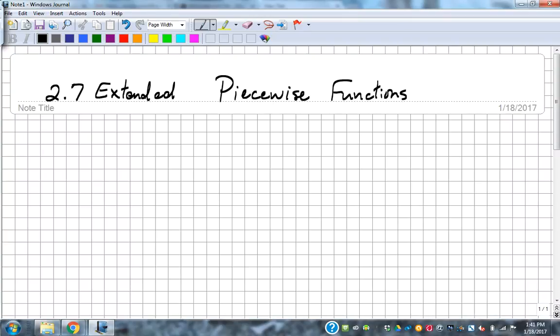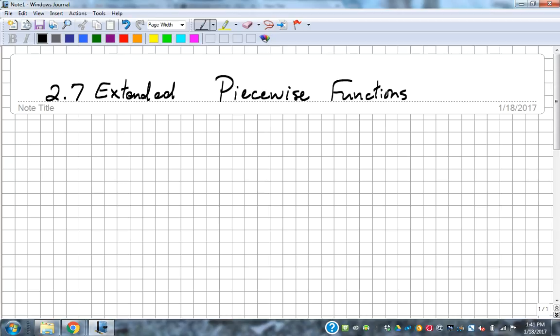All right. So piecewise functions. You may hear them called piecewise defined functions. They're functions that have pieces, and there are definitions for what's going on in each of those pieces. So a piecewise function is a function that's got different parts.